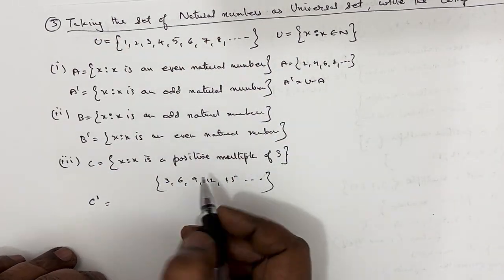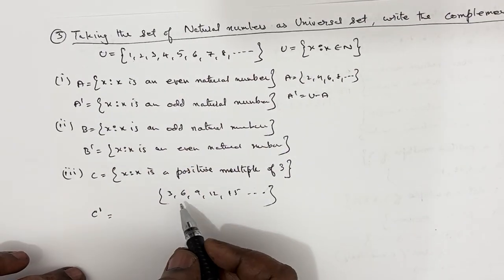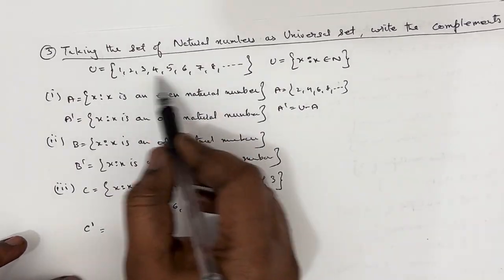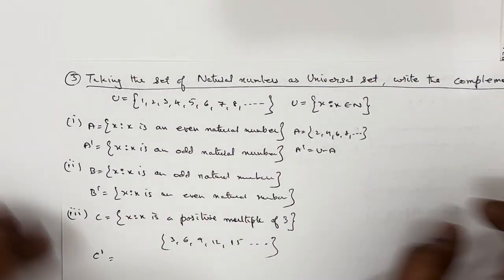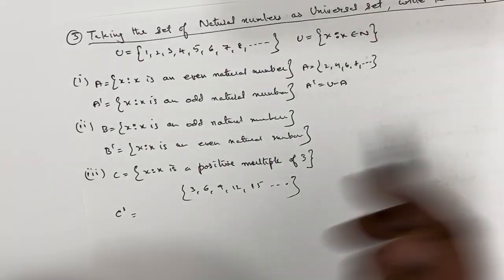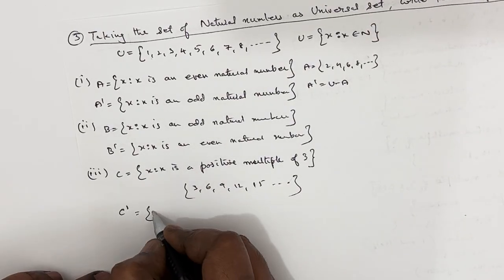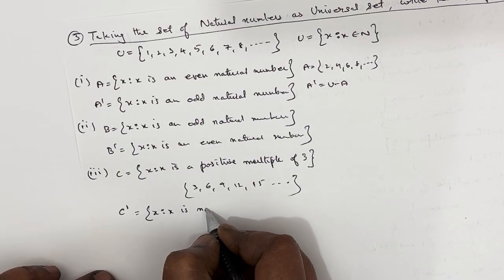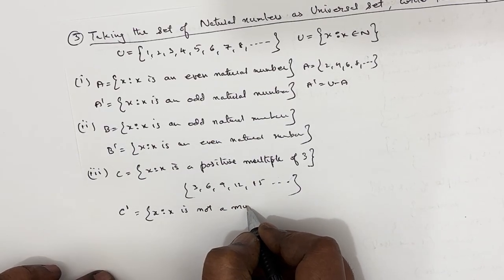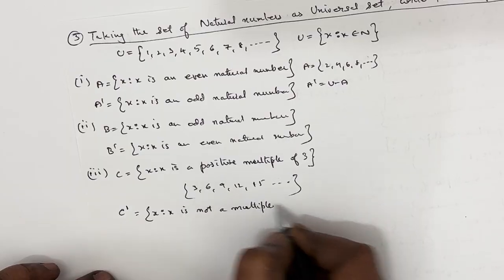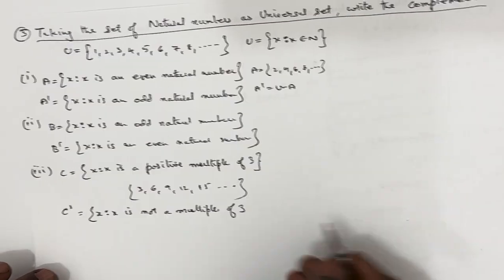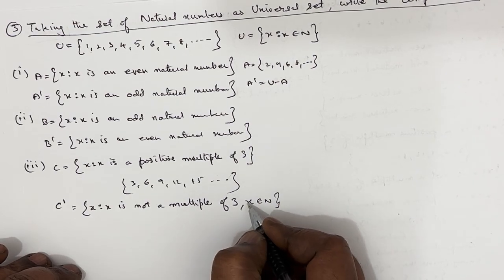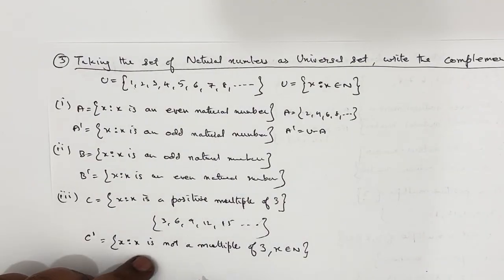The remaining numbers will be those which are not multiples of 3. When we remove all the multiples of 3 from the universal set, we'll have the numbers which are not multiples of 3. So we can write this as the opposite: x such that x is not a multiple of 3, and x belongs to natural numbers. We have to mention this.